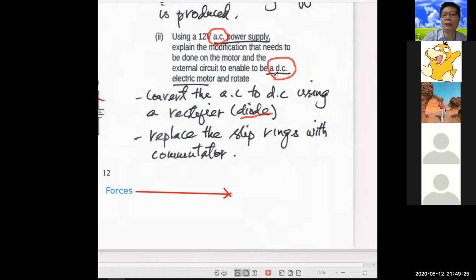Another one is, because you want to change to DC, must replace the slip ring with a commutator, because slip ring is only for AC. You want to change to DC, must change it back to commutator. So there are two changes, right? Convert AC to DC using a rectifier, a diode, and replace the slip ring with a commutator. Slip ring is for AC, so remember that, whereas commutator is meant for DC. Okay, it's very clear now.